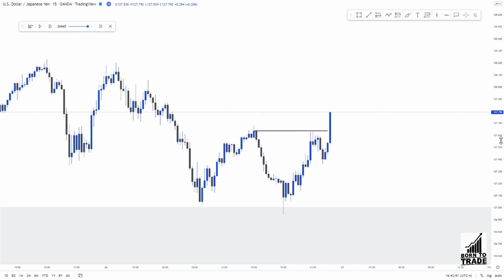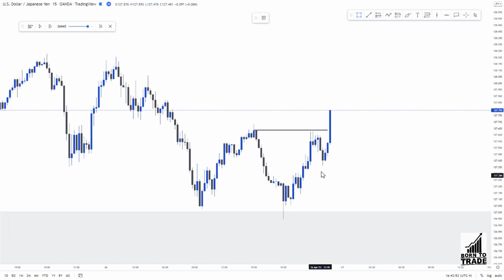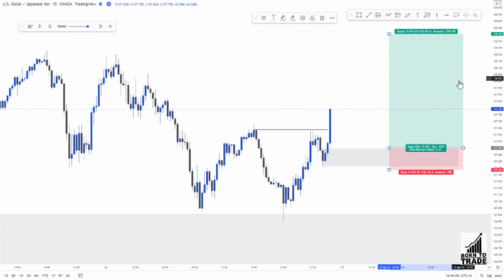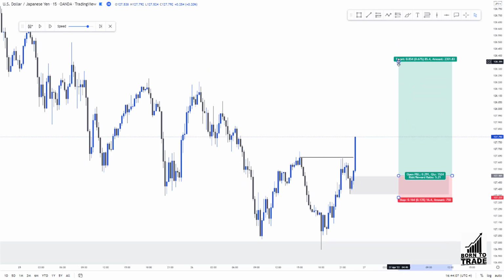So now that you have identified your change of character, what will you do? You can now map out your demand zone. When you map out your demand zone, what will you do? You place your order and wait for price to return, tag you into the trade, and now you've gotten the confirmation you need. You can now look for your target.